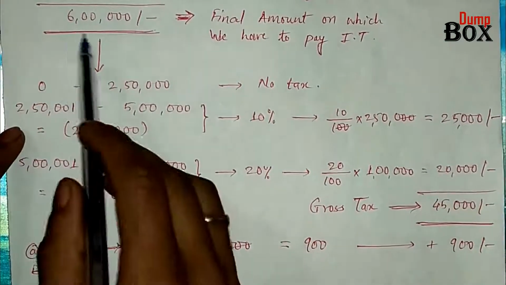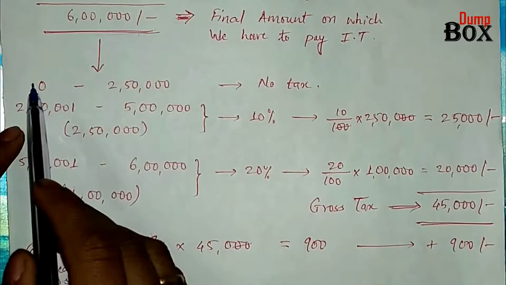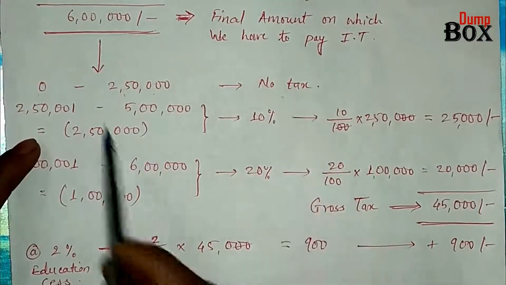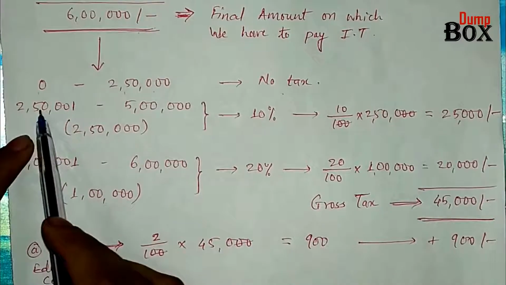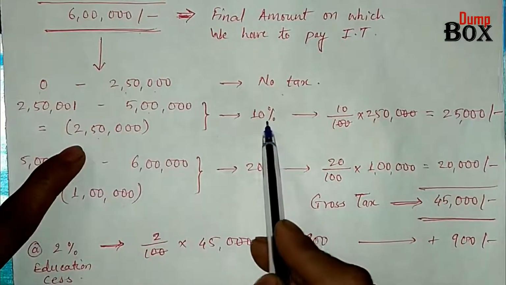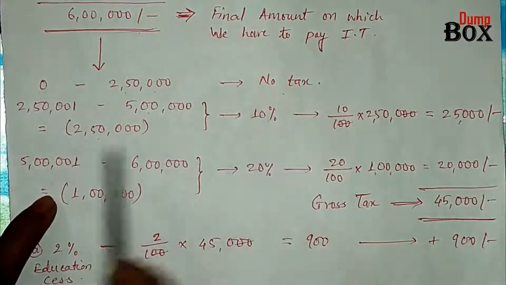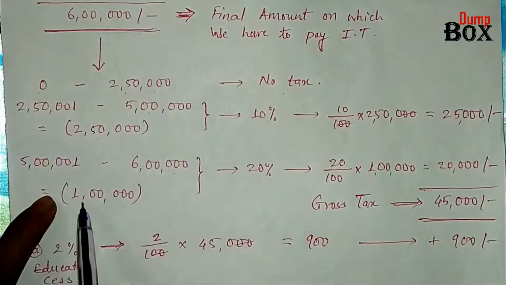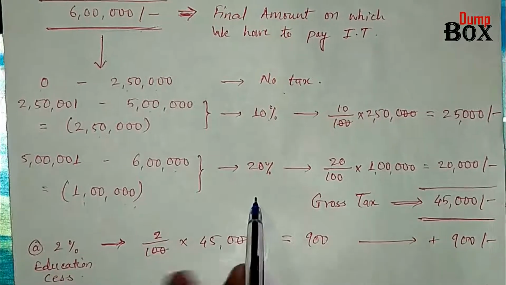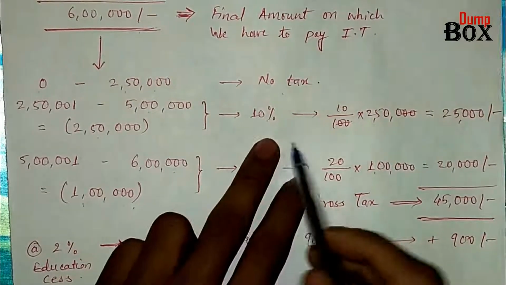Now out of this 6 lakh, for the first 0 to 2.5 lakh we have to pay no tax. After that, from 2.5 lakh to 5 lakh, that is a total of 2.5 lakh, we have to pay 10% tax. And from 5 lakh to 6 lakh, that is a total of 1 lakh, we have to pay 20% tax. Here are the calculations done.